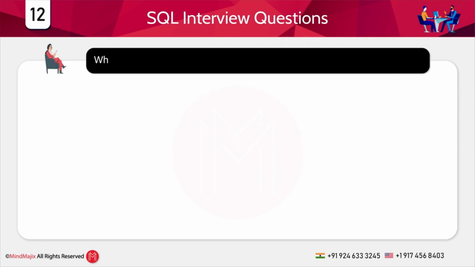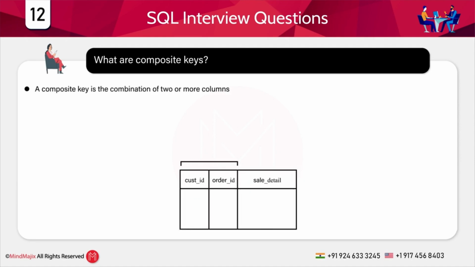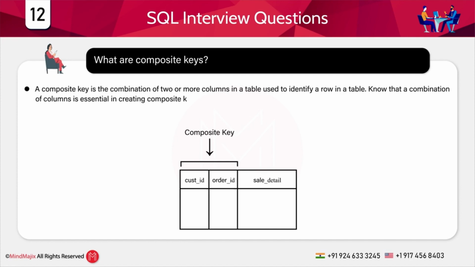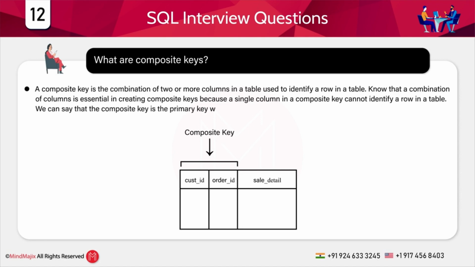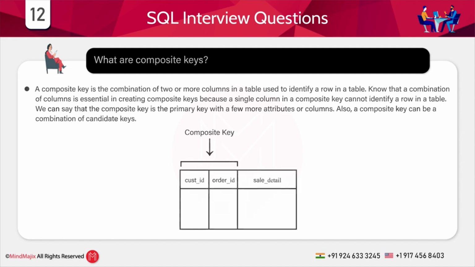The next question is, what do you understand by composite keys? A composite key is a combination of two or more columns in a table that are used to identify a row in the table. You must know that a combination of columns is essential in creating composite keys, because a single column in a composite key cannot identify a row in a table. So we can say that the composite key is a primary key with a few more attributes of columns. Also, a composite key can be a combination of candidate keys.